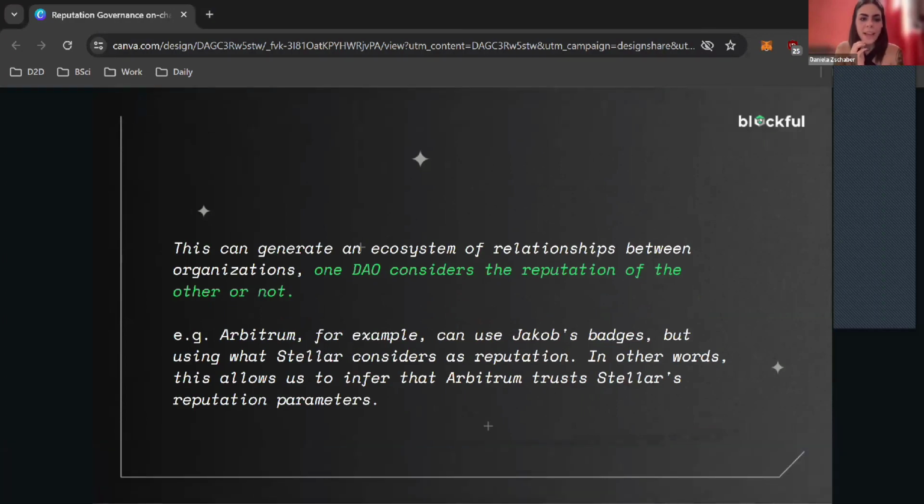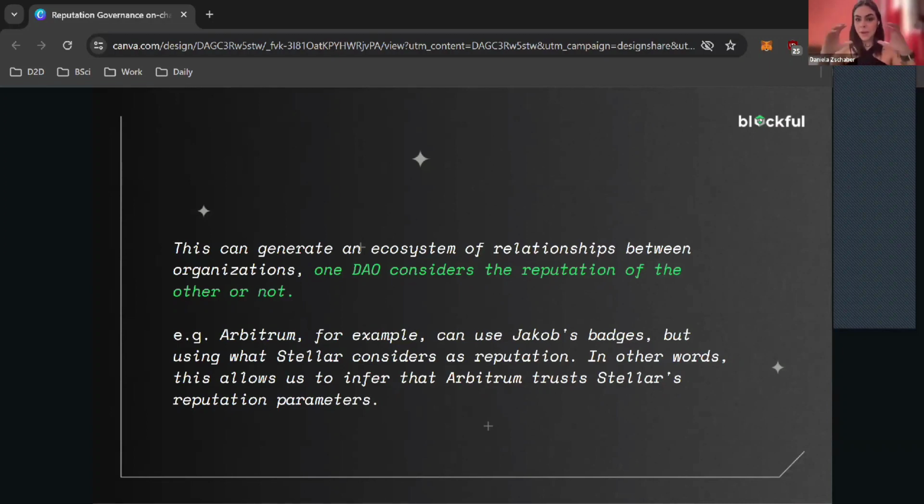Well, I think a lot about it. I don't know if Zug is thinking about it. I guess he's more worried about building the product. But I think this can generate an ecosystem of relationships between organizations, so one DAO considers the reputation of another or not. I put here an example. Arbitrum, for example, can use Jacob's badges, but using what Stellar considers as a reputation. So Arbitrum can basically take what Stellar considers reputation and use it. In other words, this allows us to infer that Arbitrum trusts Stellar's reputation parameters.